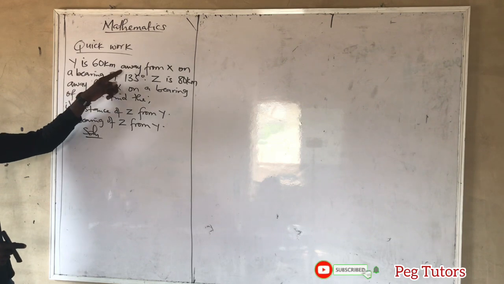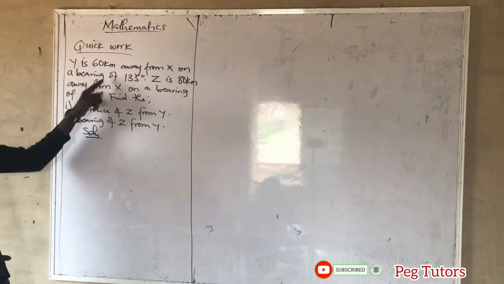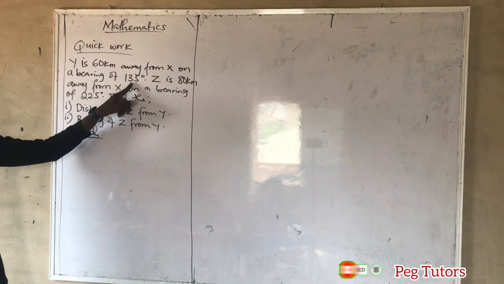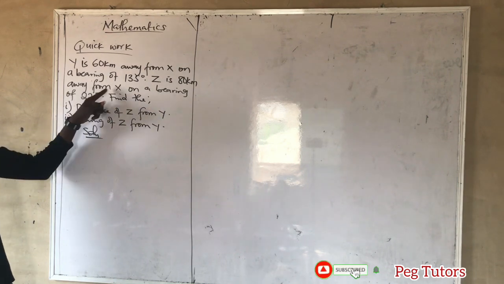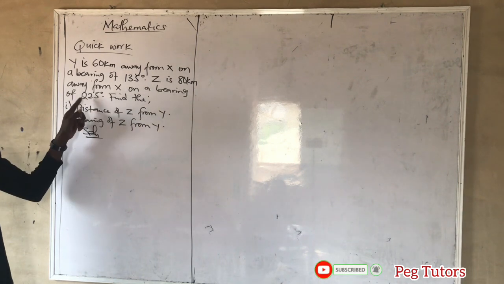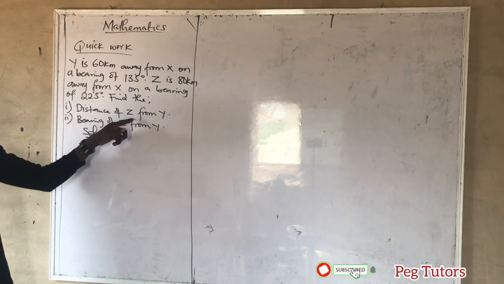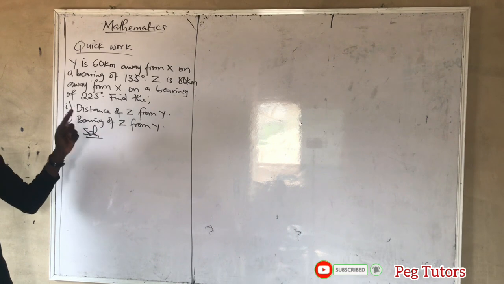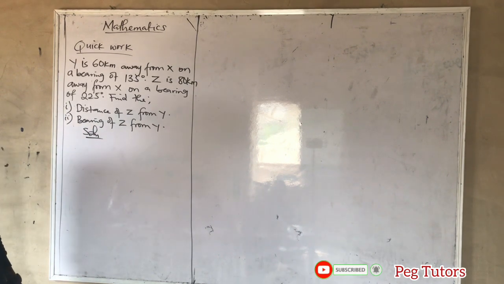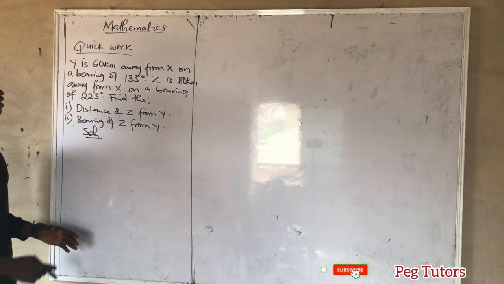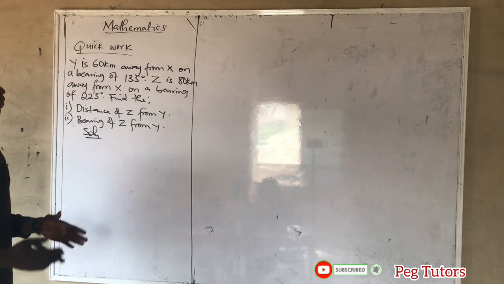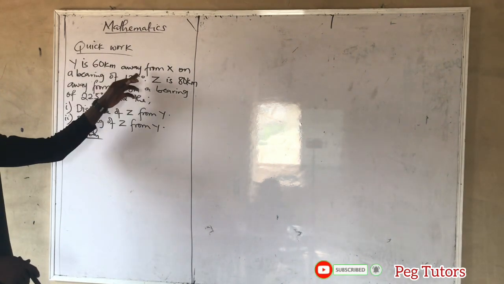So Y is 60 kilometers away from X on a bearing of 135 degrees. Z is also 80 kilometers away from X on a bearing of 225 degrees. Find the distance of Z from Y, and the bearing of Z from Y. Now let's start by noticing which of the points we have to represent first. Y is 60 kilometers away from X.